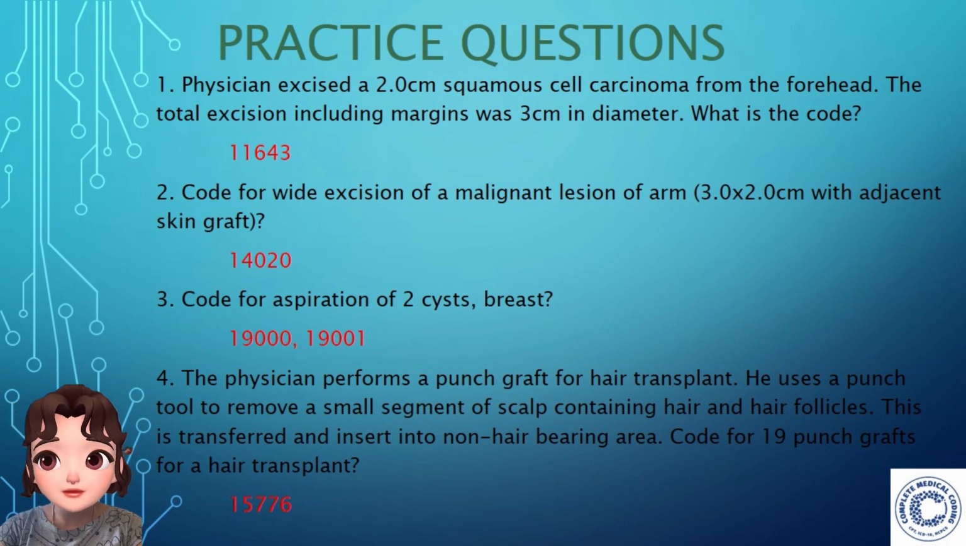11643, you can check in the index page. Through the index page only you will get the codes. And for the examination, they will give multiple choices. You can check the codes one by one. So go to the index page, squamous cell carcinoma, then move to excision. If the question says excision, it means it's a skin related question, so the code will definitely come under the 1 series codes.